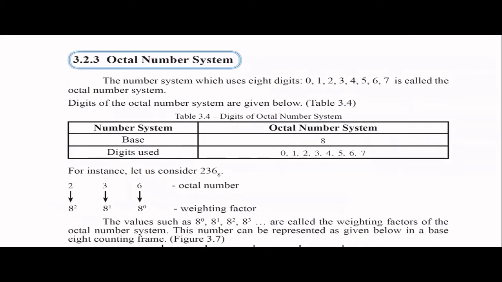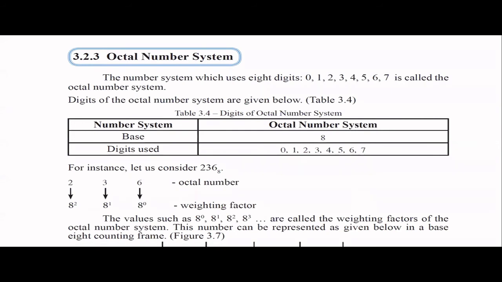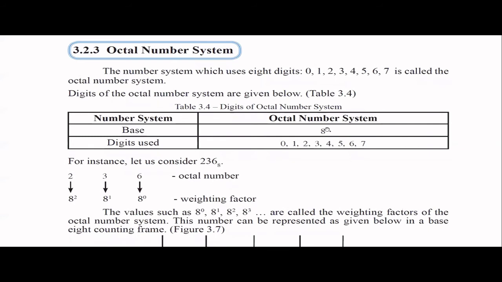Then comes the octal, right? Now we learned the decimal system and then the binary number system, and here we are going to learn about the octal number system. The base is 8 and there are 8 digits: 0, 1, 2, 3, 4, 5, 6, 7. So 8 is not included in the octal number system.